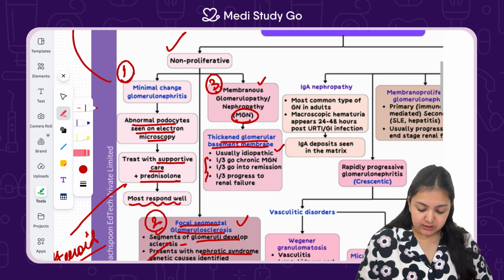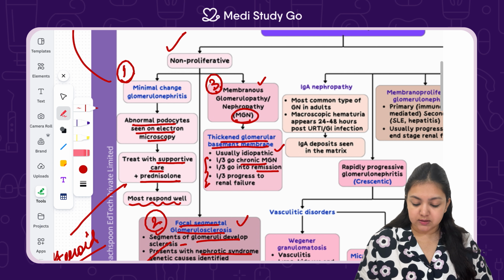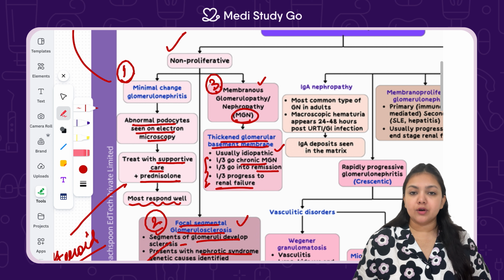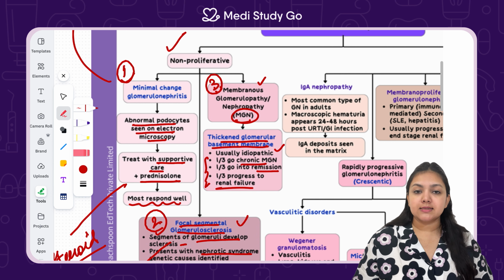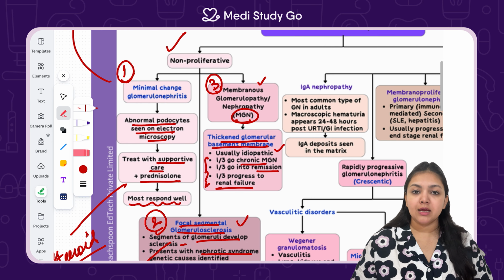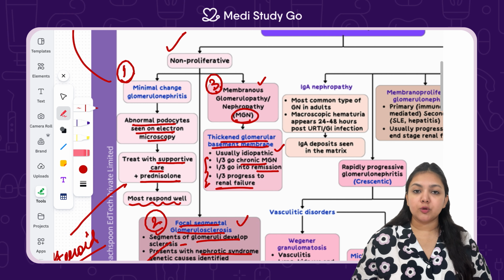One third of these cases go to chronic development of the disease, one third go to remission, whereas one third go to end-stage renal disease. Since the cause is idiopathic, the prognosis of the disease also cannot be decided for sure.